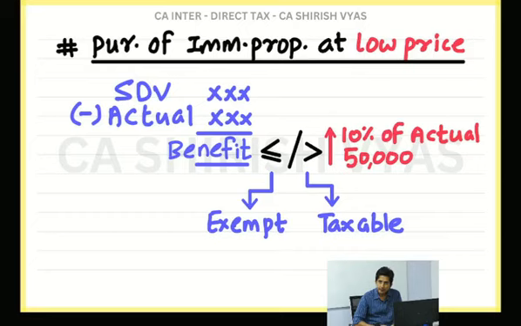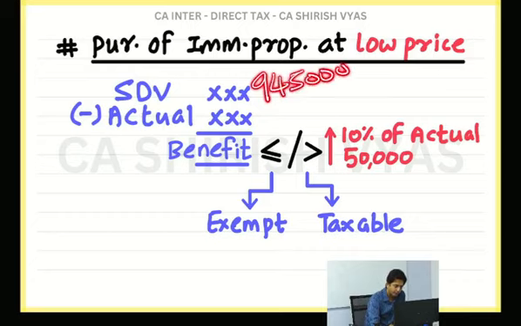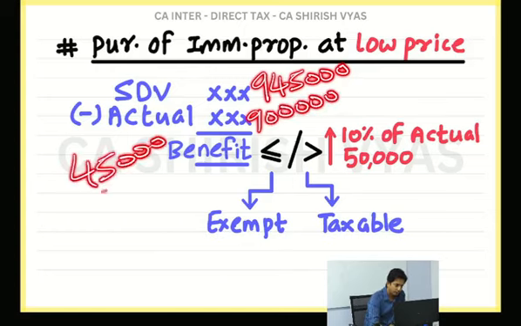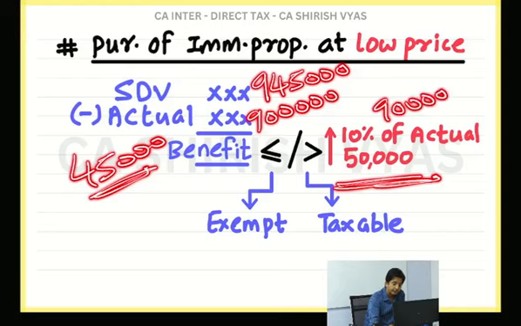Getting? Give me the amounts here. What is stamp duty value? 9,45,000. Actual price 9 lakhs. Difference 45 on. Okay, now compare with this formula. What is 10% of actual price? 90,000. 9 lakhs 10% is 90,000.